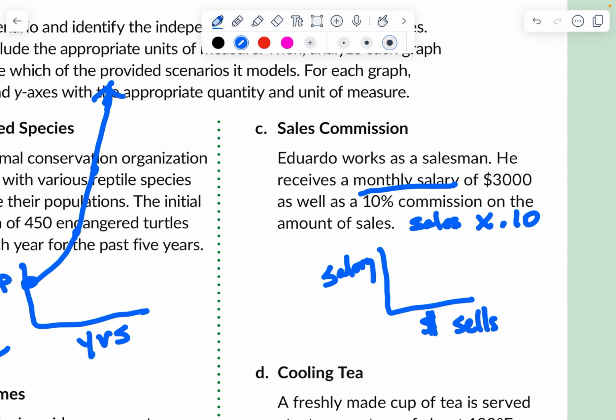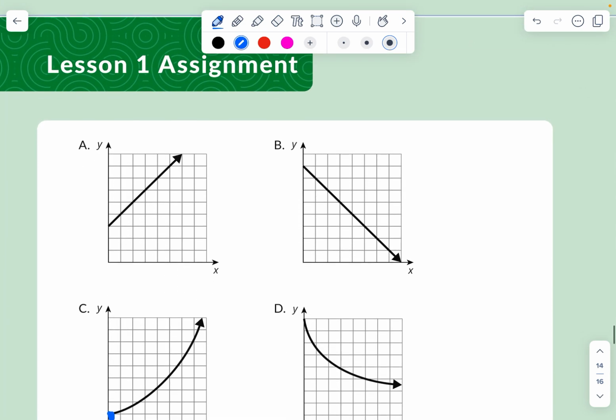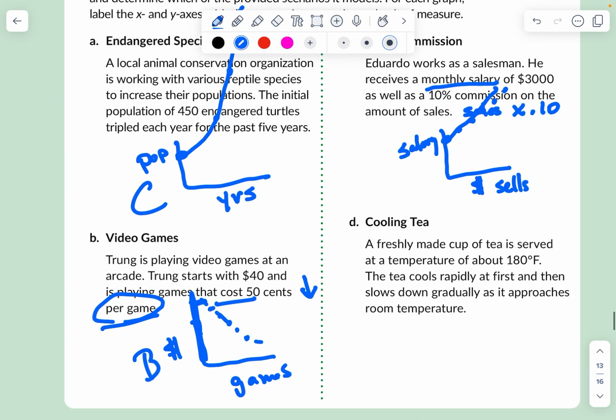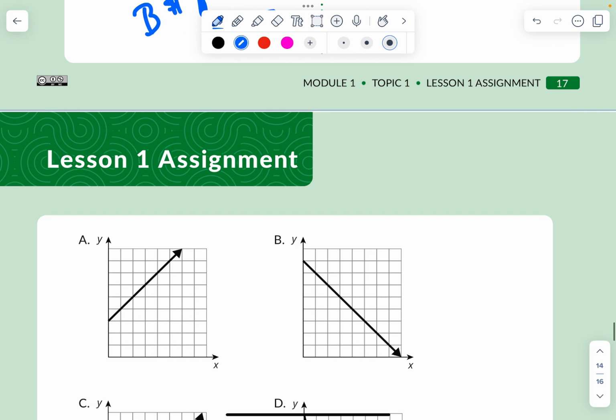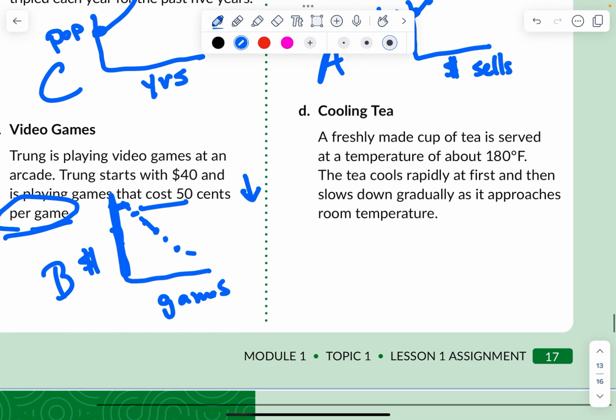Now, the good news is he's going to start out with $3,000. But the more he sells, the more his money goes up. His salary is going to increase. So that is going to be a linear equation that's going up, and that's going to be graph A. So everybody see that graph A? So it starts out at 3,000 and it's going up 10% each time. This last one, anytime you see constant rates, guys, and I'm sorry, on the video games and on the salary, if it is going up at a constant rate or down at a constant rate, that is a straight line.